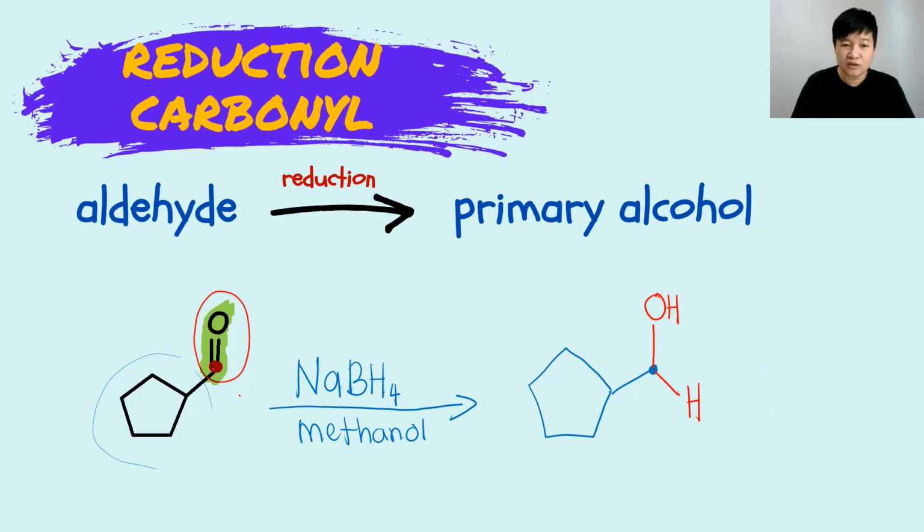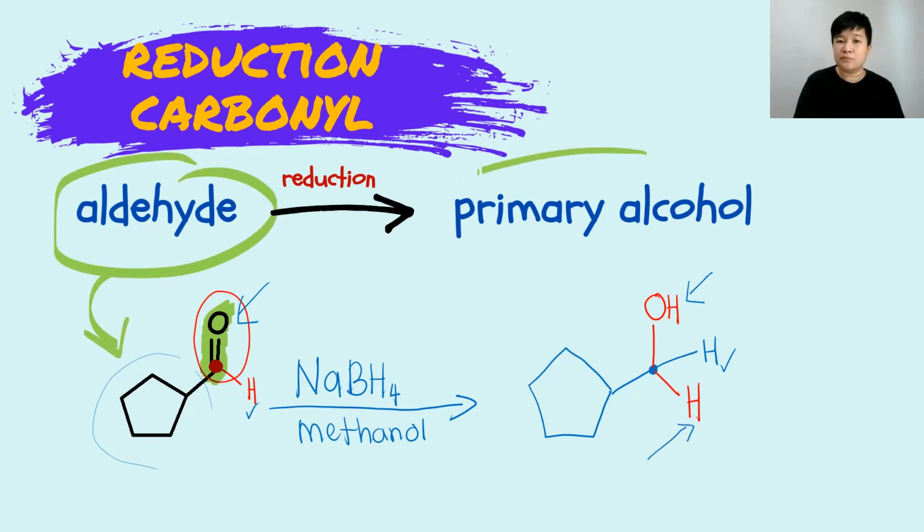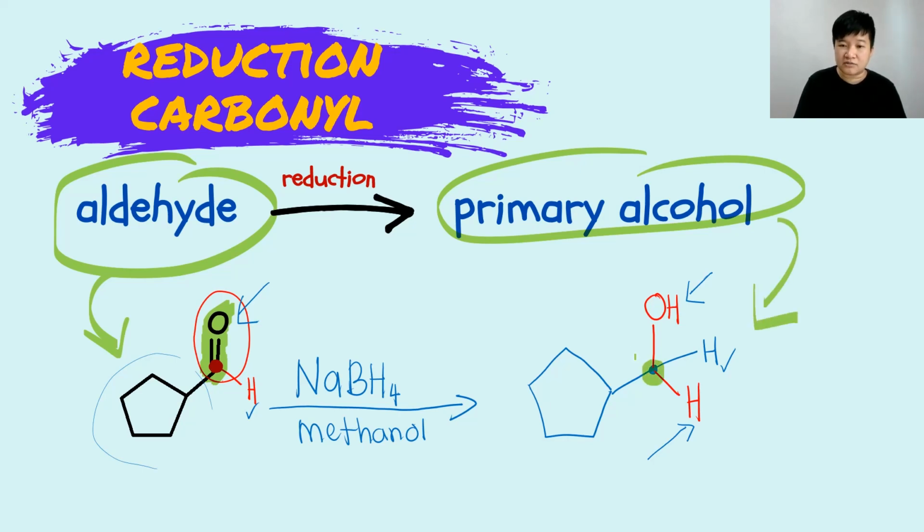Okay, there's not enough bonds shown because it's in skeletal form. The carbon over here is actually holding one more hydrogen. So you can put in the hydrogen, it doesn't matter. Okay, that is the hydrogen that is there from the beginning. The change is your double bond O becomes OH, single bond, and getting an extra hydrogen. So you reduce your aldehyde to become your primary alcohol. It's a primary alcohol because this carbon is a primary carbon.